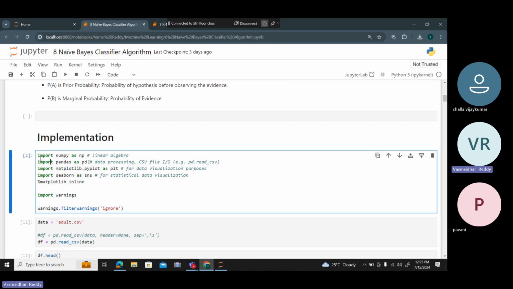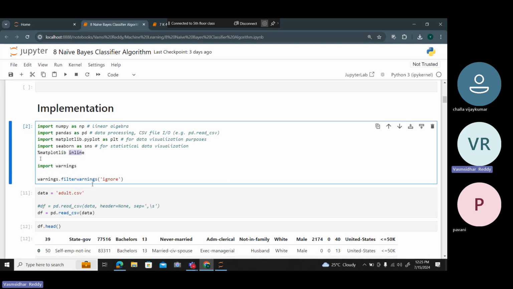Import numpy as np, import pandas as pd, import matplotlib.pyplot as plt, and seaborn. If you want to reduce the warnings, you can simply use this method. Import warnings, warnings.filterwarnings. Whatever warnings you get, like some parameter warnings, just ignore and remove them.